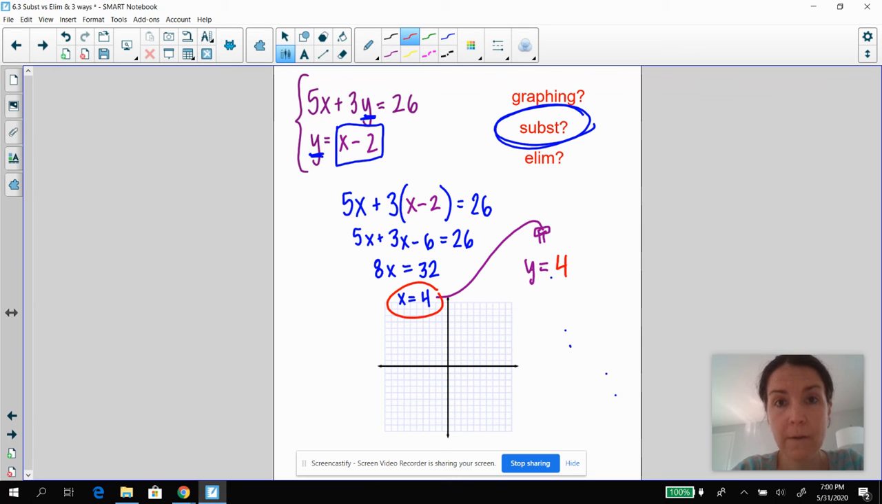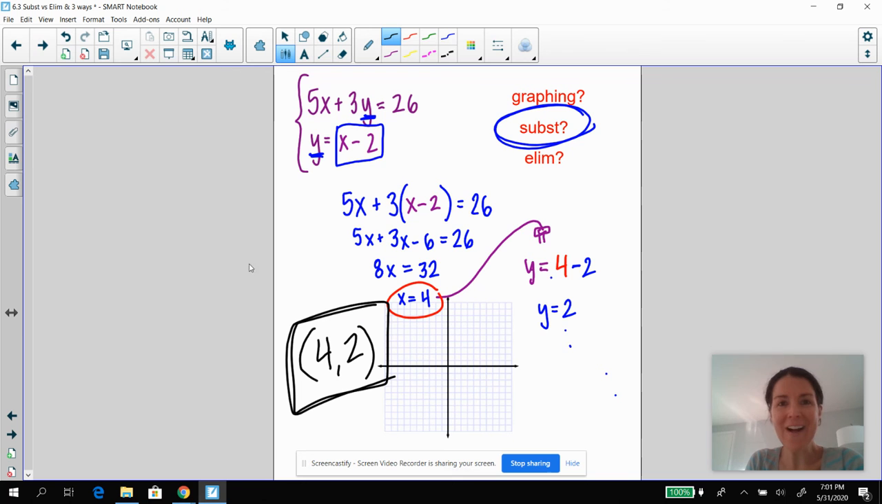So 4 minus, oops, minus 2. So then you get that y equals 2. So your solution here, remember, is a coordinate point. It's going to be the coordinate point 4, comma 2.